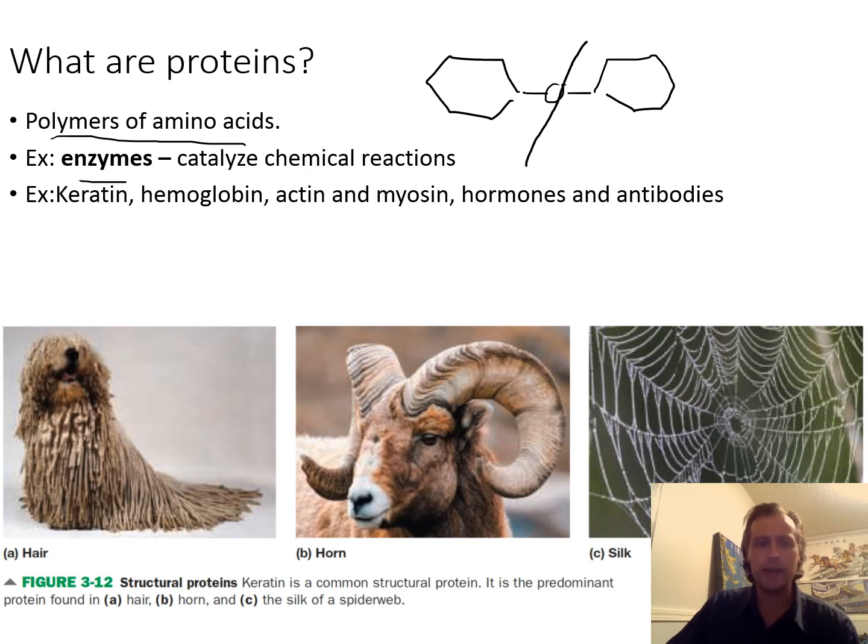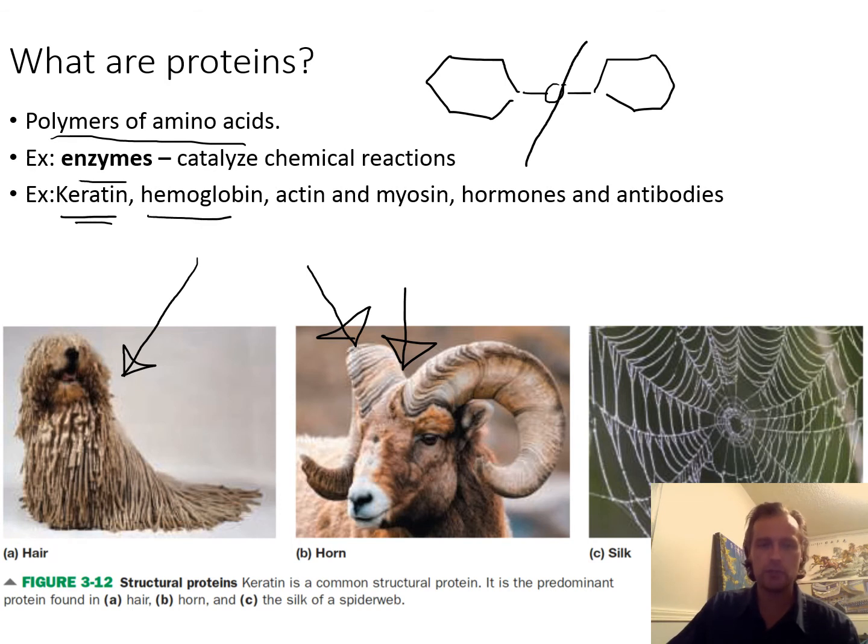Another example, keratin. This is a structural component of all of these pictures below. That really hairy dog, the horn, I believe that's called a bighorn sheep, if I'm correct. Keratin also forms this structure here, as well as silk in spider webs. And the arrangement of the keratin protein determines what type of structure is produced. So they can be arranged in different ways to produce varying structures. Also, the fingernails are made of keratin.